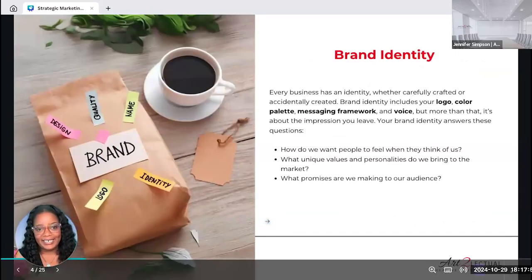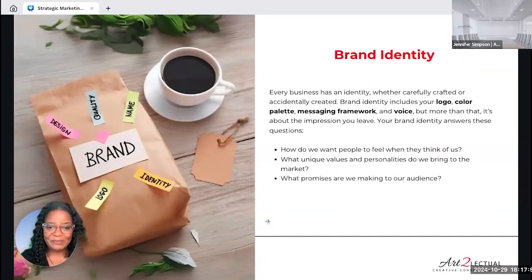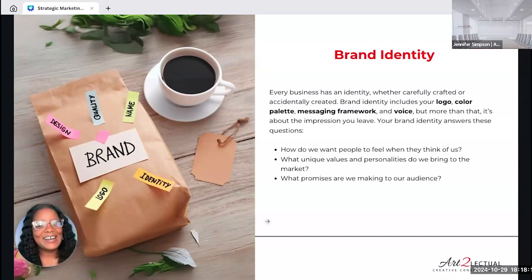So, your brand identity. When we see the word brand identity, most of us think logo or color. I mean, that is definitely a part of it, but there's so much more to your brand identity. So, every business has an identity, whether carefully crafted or accidentally created. Mine was accidentally created. The art too. We'll talk about that later, how I even came up with this new name.